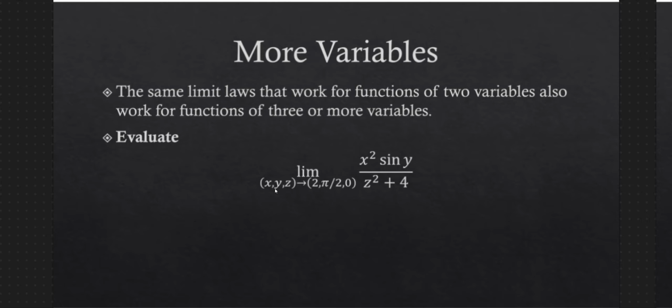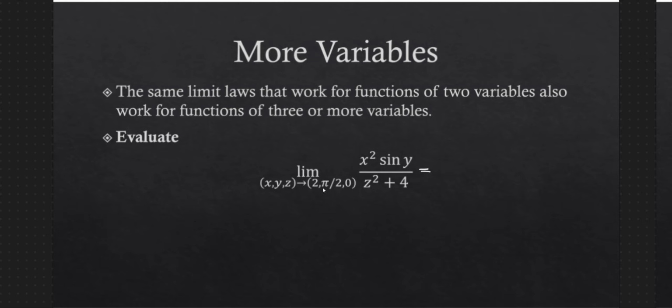So we're doing (x, y, z) goes to (2, pi over 2, 0). So we're approaching this point. Remember, the graph of this function lives in 4 dimensions. It's a 3-dimensional object living in 4 dimensions. So we can't really visualize it too well, but we can still compute limits.